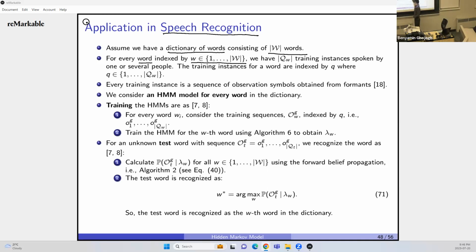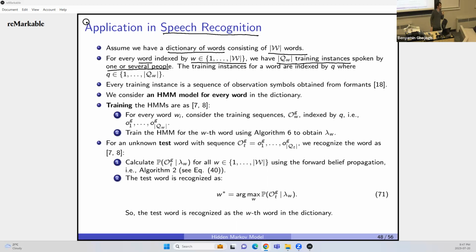This W is the index of the word in the dictionary. We have W training instances. So assume for every word I have several training instances. What do I mean? For example, the word hello: 100 people have said hello, and I have recorded that. Hello with a British accent, hello with an American accent, hello with a Scottish accent, different accents, right? So I have several training instances spoken by one or several people.